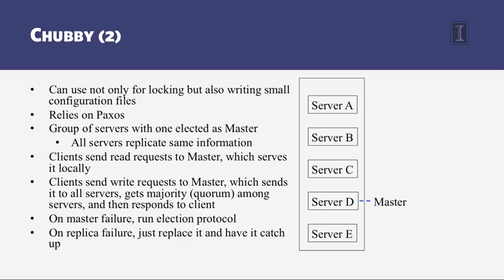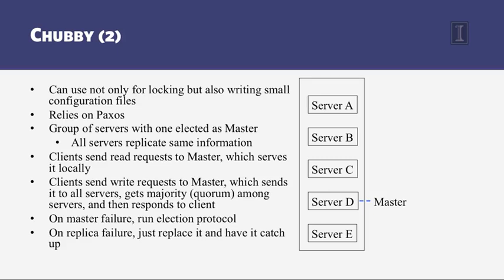Now you could have failures here. If the master fails, then you simply rerun the election protocol to elect a new master. If a replica fails, you simply replace it or it reboots by itself, and then have the new replica catch up with the other servers in the group or with the master itself. So Chubby presents a fault-tolerant way of not just doing mutual exclusion in a distributed system, but also to maintain small configuration files, which reflects the ways in which Chubby is used inside of Google's stack.